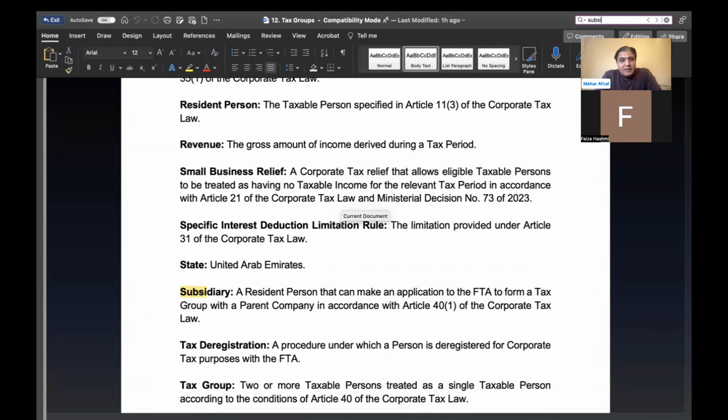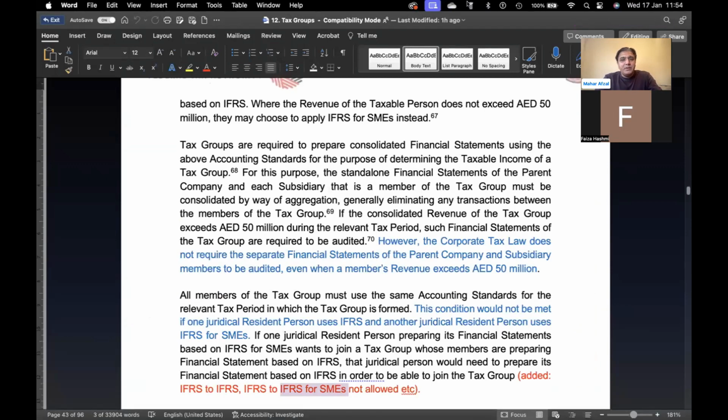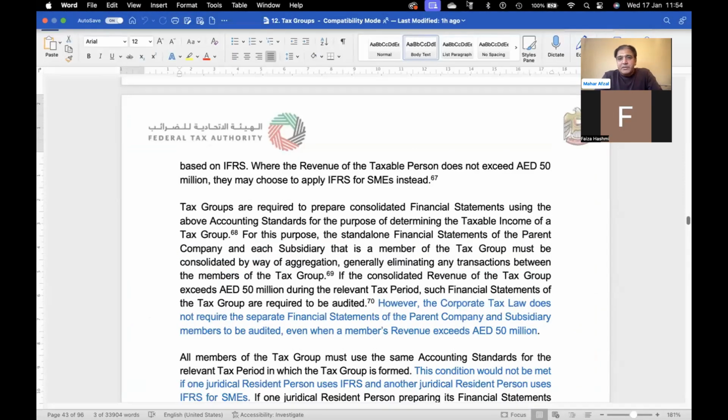Subsidiary: a resident person that can make an application to the FTA to form a tax group with a parent company in accordance with the article. Okay, let me go to the law. Might be they have defined it in the law. I'll go through this later on. But I believe if they are defined somewhere, that subsidiary means 95% shareholding, then this is correct. I was assuming subsidiary means as per the IFRS, which is more than 50%, and in other words, indirect ownership is making more than 90%, 95%. Anyway, we need to look into this area.